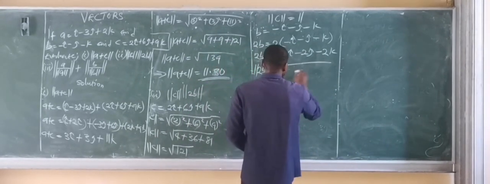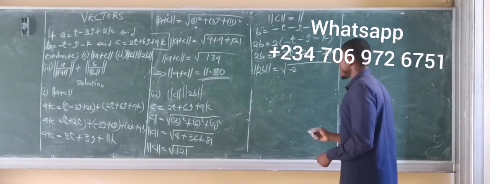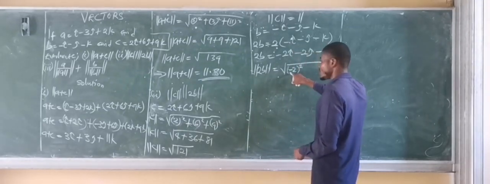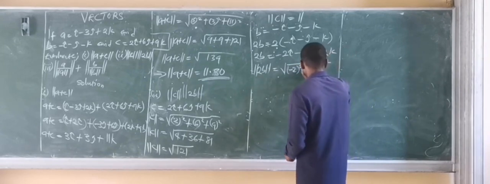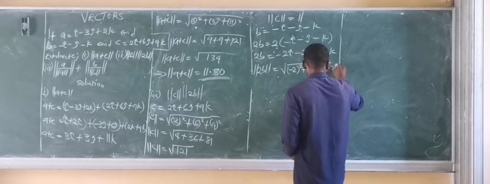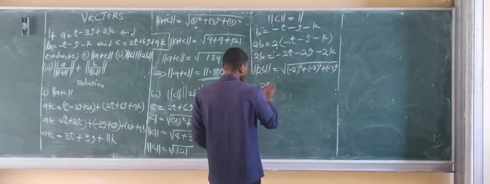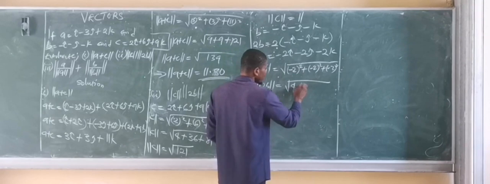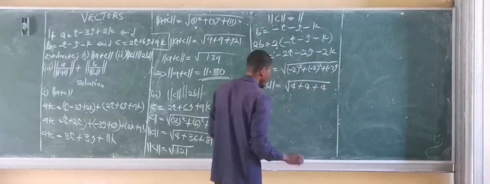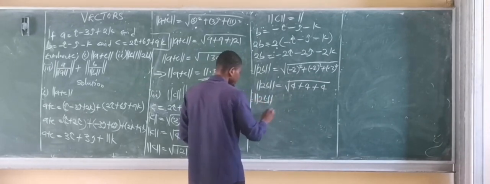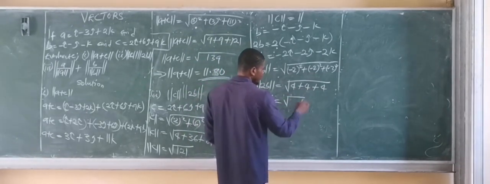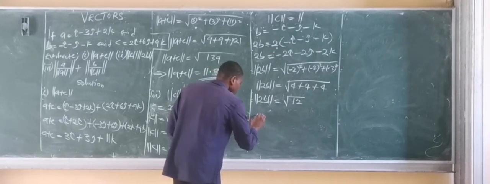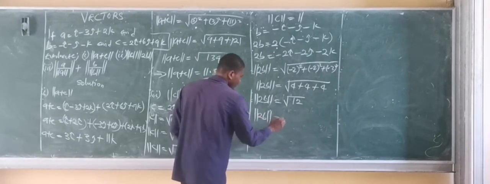That's simply the square root of minus 2. Please take note, whenever you're carrying out this analysis, always put the minus inside the bracket before squaring, because the square of a negative sign will always be positive. So you have to put in brackets: minus 2 squared plus minus 2 squared plus minus 2 squared. So the magnitude of 2B will give us the square root of 4, 4, and 4. That is 4 plus 4 is 8, plus 4 is 12. So you have the square root of 12.